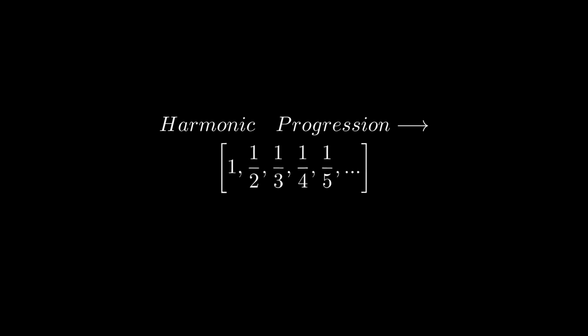We also have a third, harmonic progression. And harmonic progression is taken by first taking an AP series such as 1, 2, 3, 4, 5, and so on, and then taking the reciprocal of each of the terms. So thus our harmonic series is 1, 1 by 2, 1 by 3, 1 by 4, and so on.